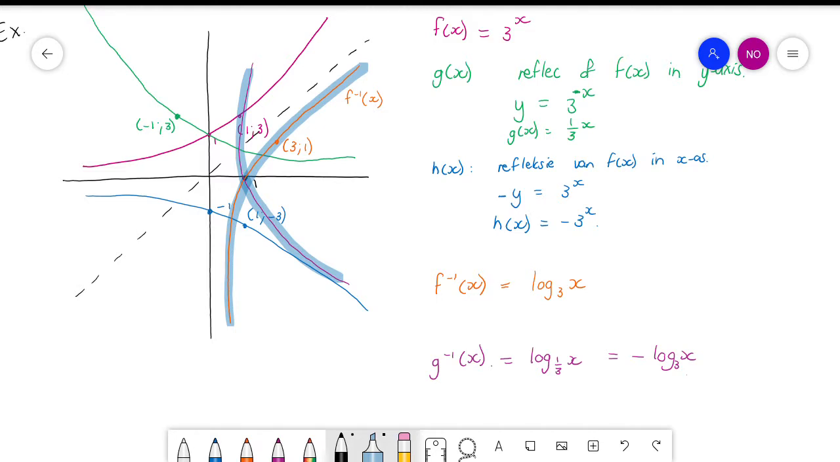You guys see that? If I reflect the one in the x-axis, the other one is formed.